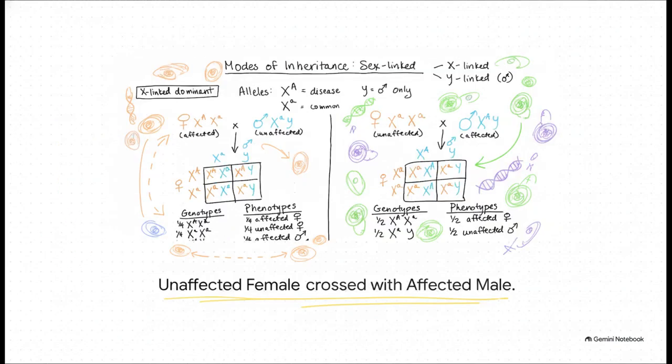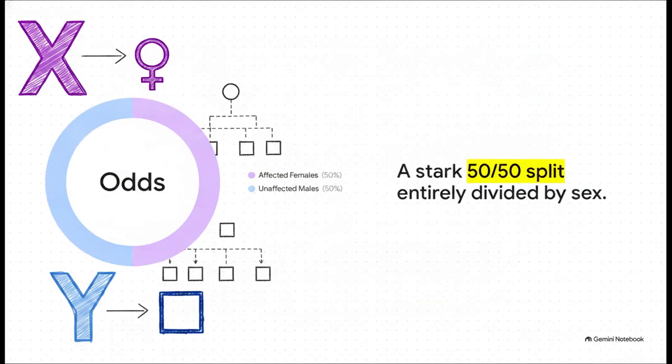But look what happens when we swap those starting conditions. Now we have an unaffected female, meaning 2 common X chromosomes, crossed with an affected male. His one and only X chromosome carries that dominant disease allele, the big A. Now think about how a male passes on his sex chromosomes. This is where the twist really hits hard.